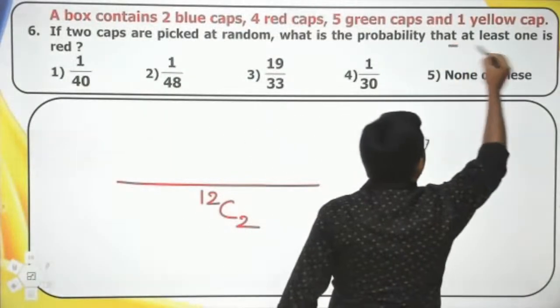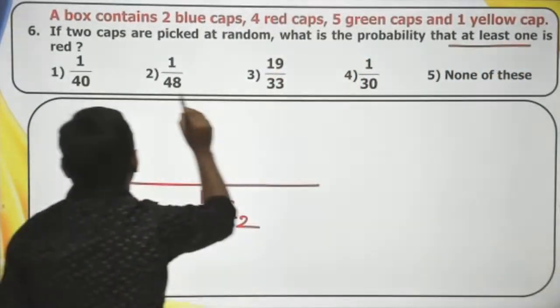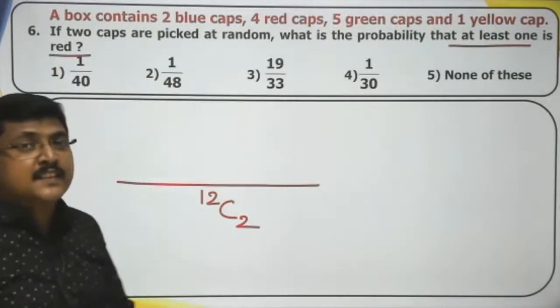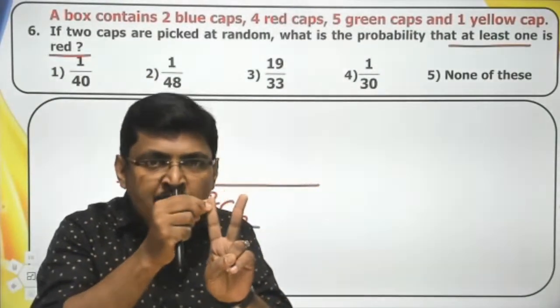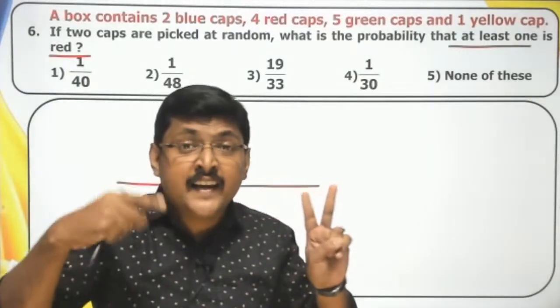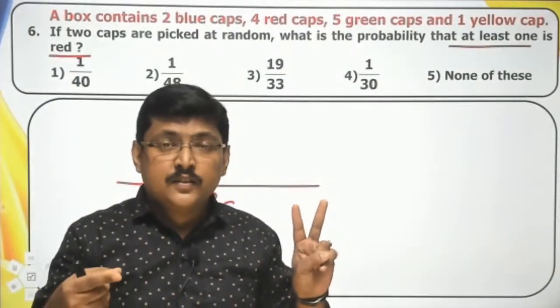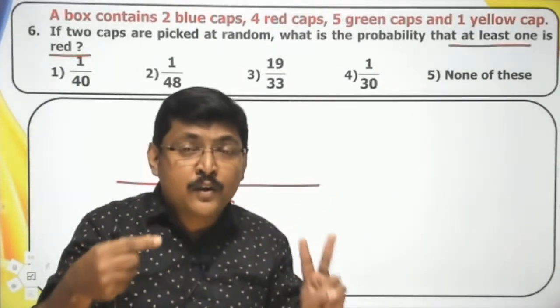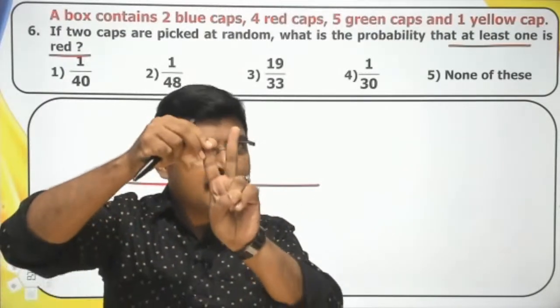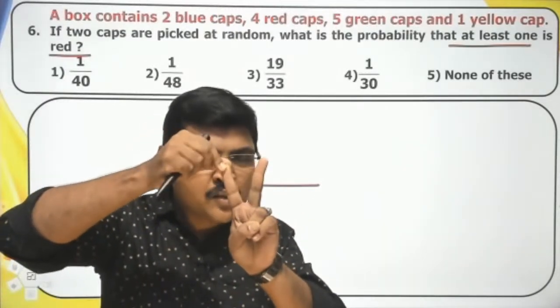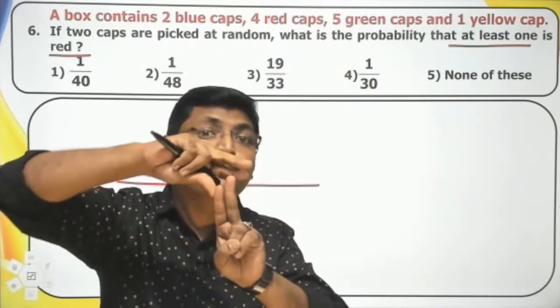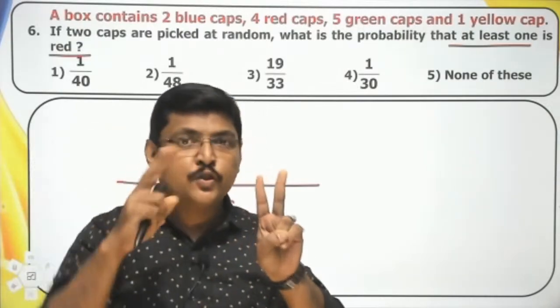Out of that, the condition is: what is the probability that at least one is red? That means if we are selecting 2 balls, at least one should be red. At least one means greater than or equal to 1, so greater than or equal to 1 red. That means if we are taking 2 caps, at least one should be red, or both, all the 2 should be red. So 2 possibilities are there.